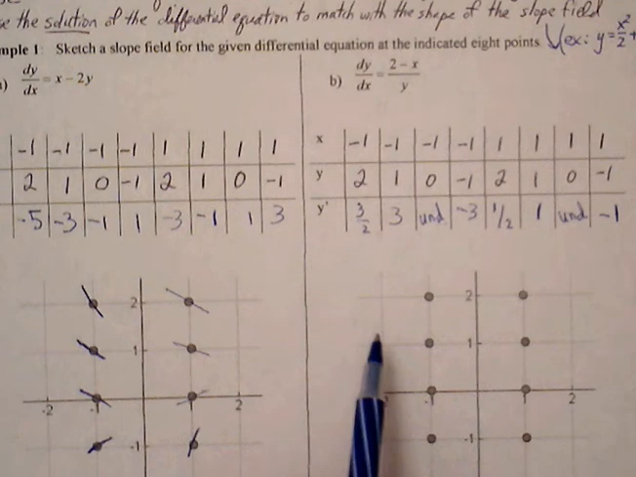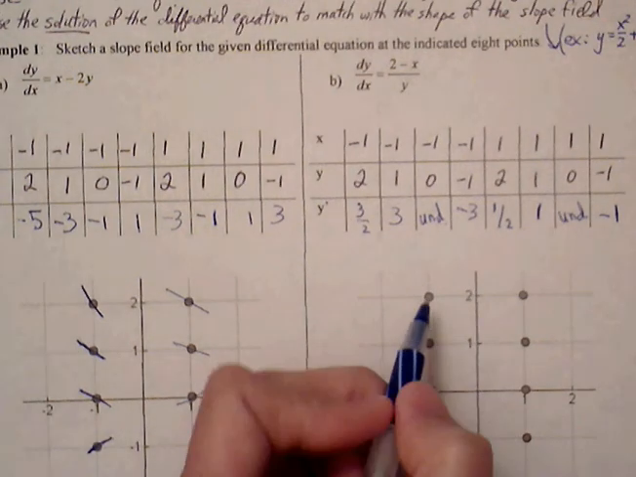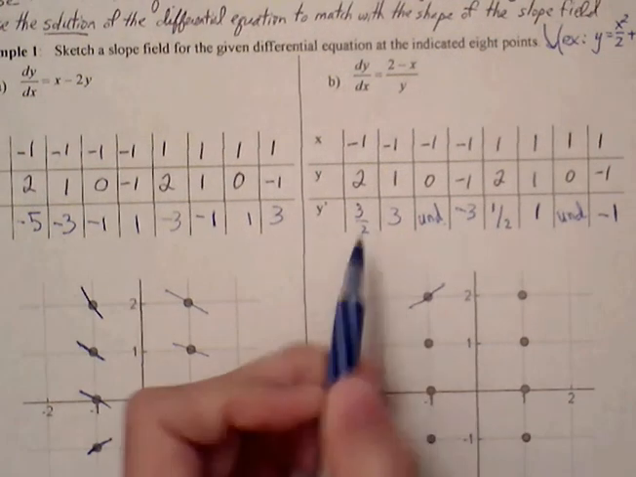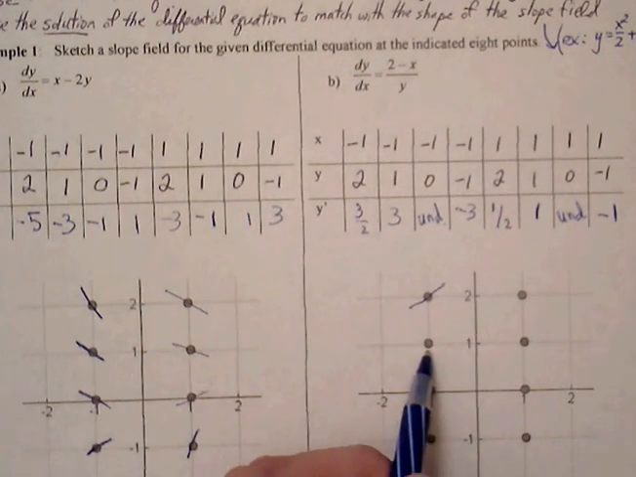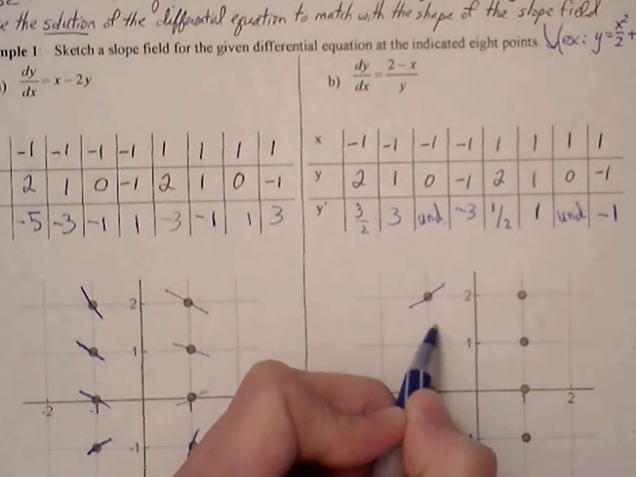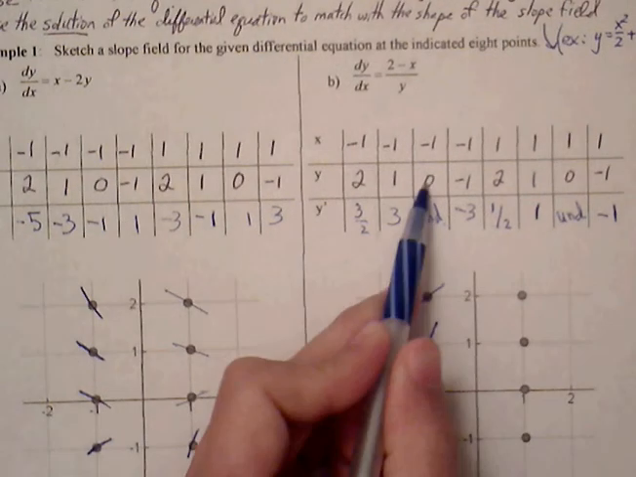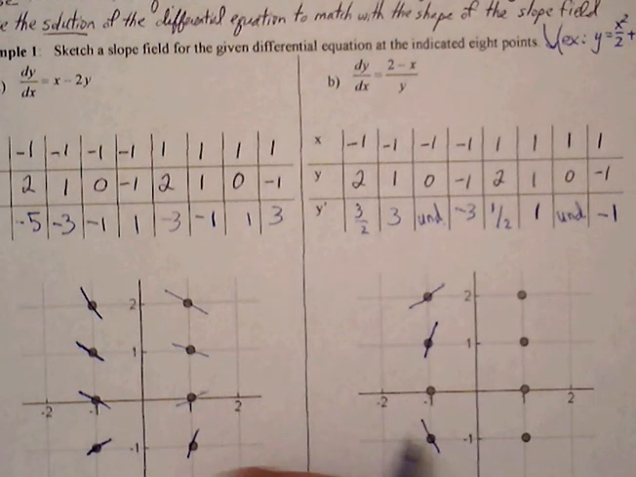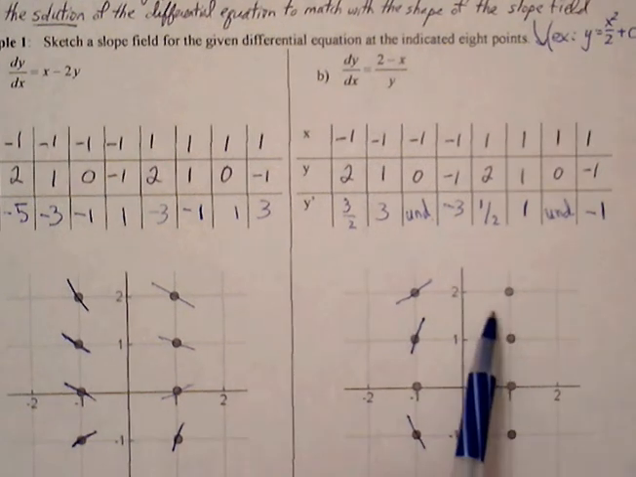So at negative 1, 2, I'll have a slope of 1.5. At negative 1, 1, I'll have a slope of 3, so I'll make this steeper. Negative 1, 0, I'll leave this alone. There's no slope, undefined. Negative 1 is negative 3. So a slope of negative 3.